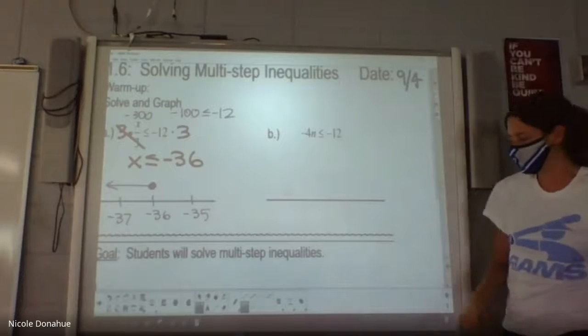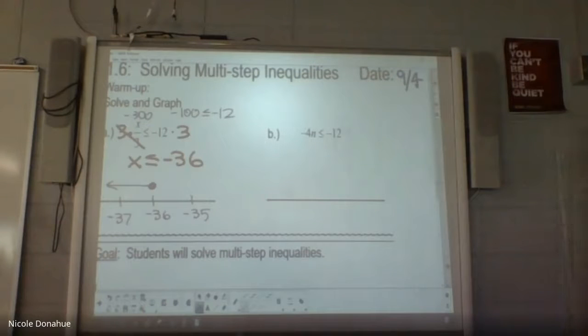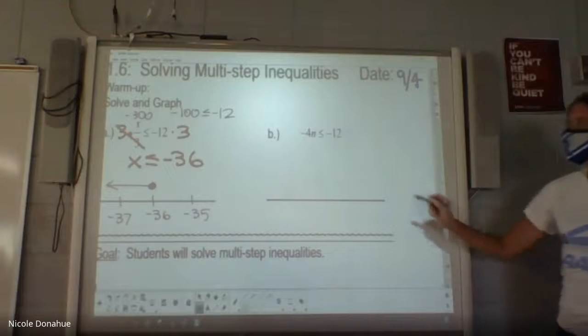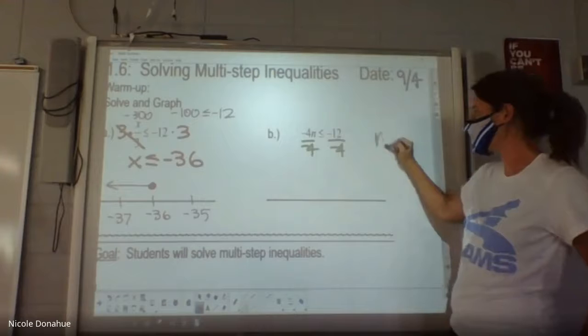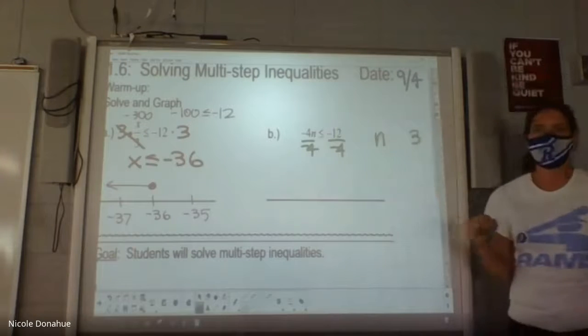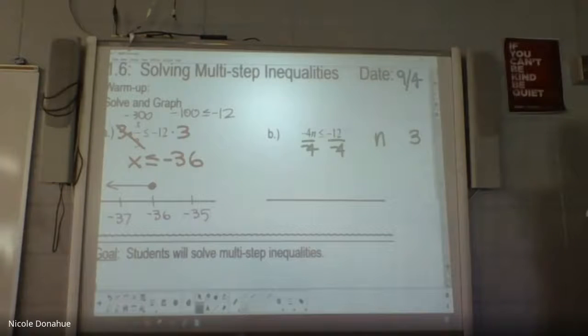So bored. Okay, so letter B. What are you going to do to solve for n? Divide by negative 4. Does anyone remember what is different about this compared to the other? You think you remember, Ethan? You have to swap the sign. When do you have to swap the signs? So we have to flip it. It's either when you multiply or divide by a negative.